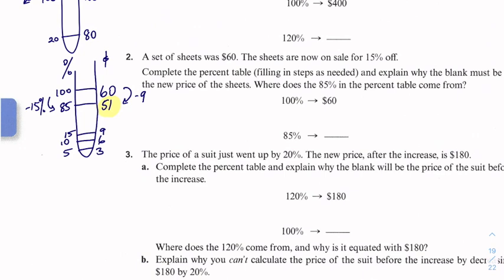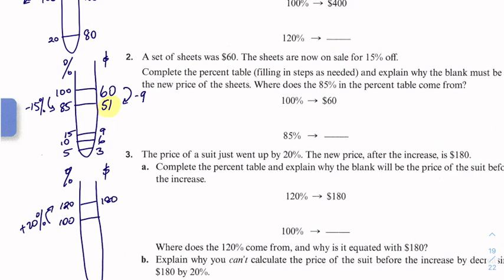The price of a suit just went up by 20%. The new price after the increase is 180. Again, we have dollars and percents. The suit went up by 20%. So we had 100% and it went up by 20%. And what we know is the new price after the increase is 180.